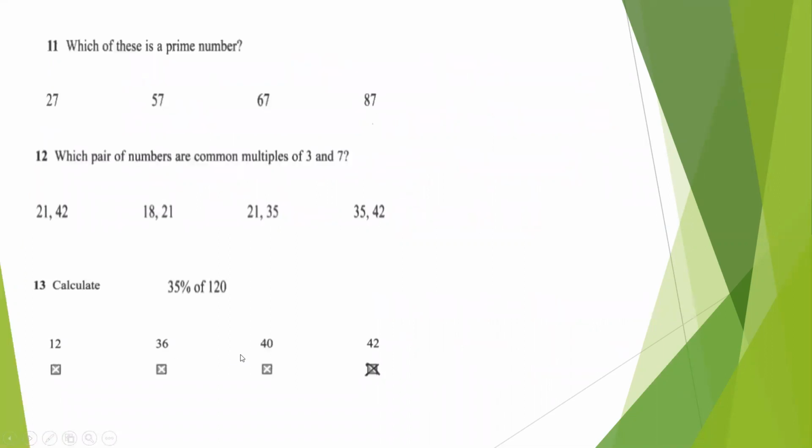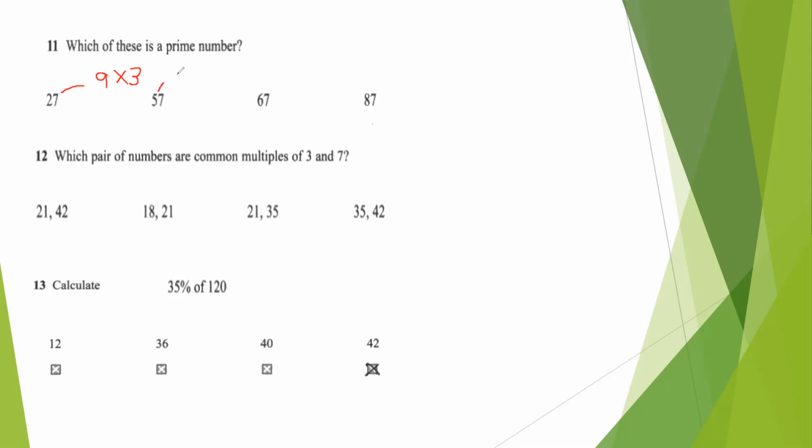This is the 11th question. Which of these is a prime number? When you're doing this question, you should know what prime numbers are. We know prime numbers have two factors. What are those two factors? The number itself and one, right? When you get 27, easily you can identify 27 is 9 times 3. So 27 is a factor, 1 is a factor, 9 is a factor, 3 is a factor. So it has more than two factors. Therefore, 27 is not a prime number.